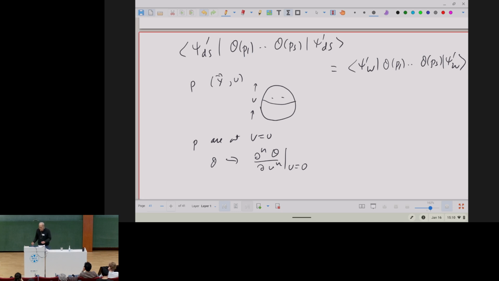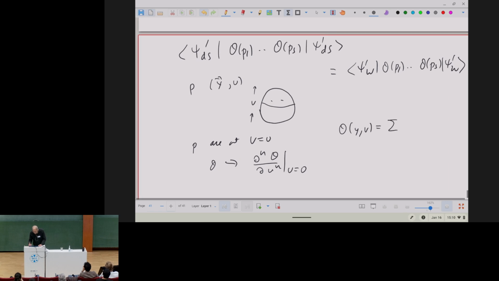What I want to do is to construct O of Y and U by summing the derivatives by a Taylor series expansion in U. The coefficients in that series are all local operators at U equals 0. So this identity remains true if the O's are replaced by derivatives of any finite order at U equals 0. So as long as we can get away with this Taylor series expansion, the restriction to U equals 0 isn't important.